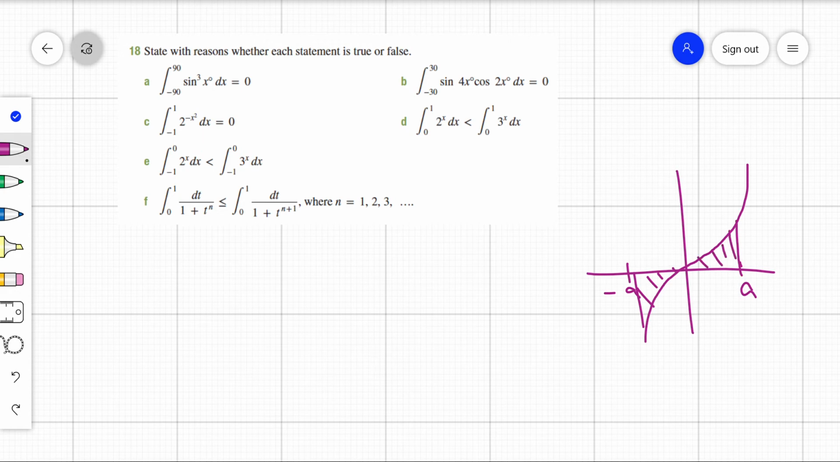So that's the case for a. It's between minus 90 and 90, and it's an odd function. So it's going to end up being 0.